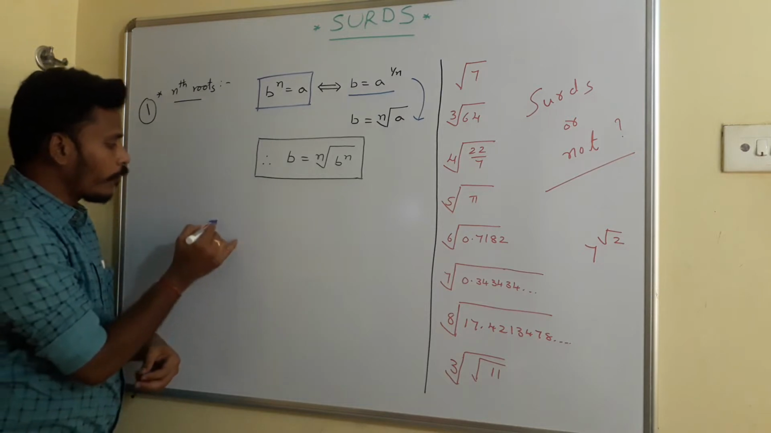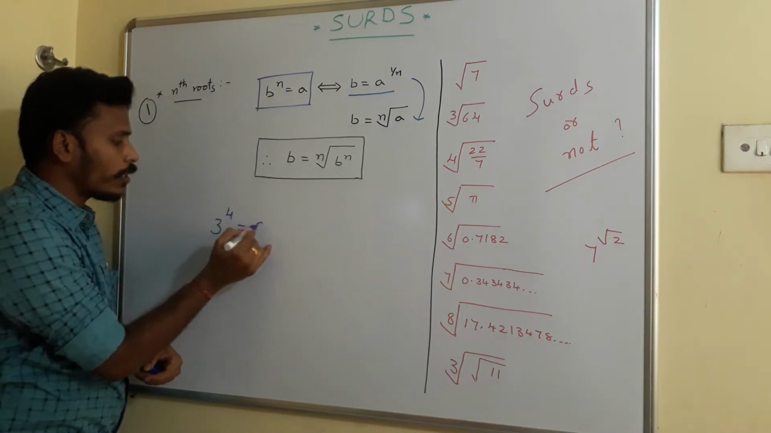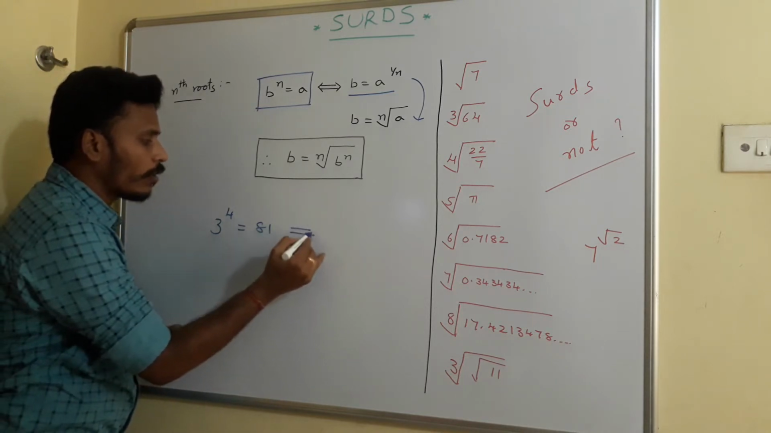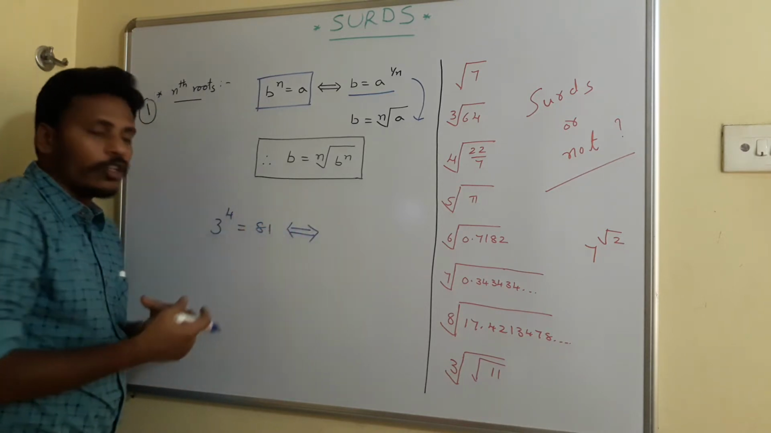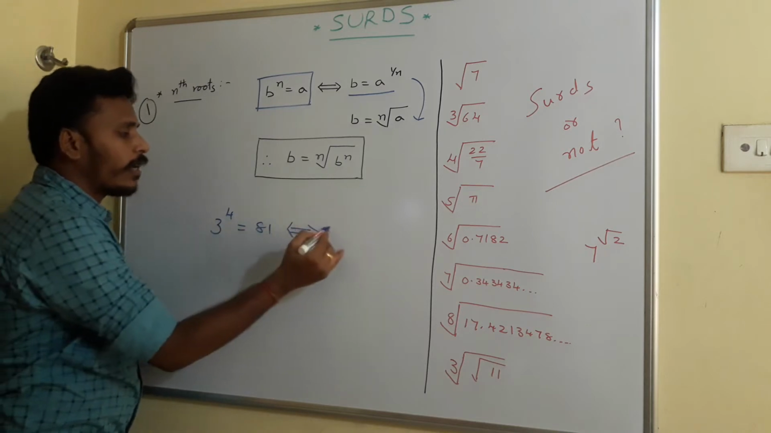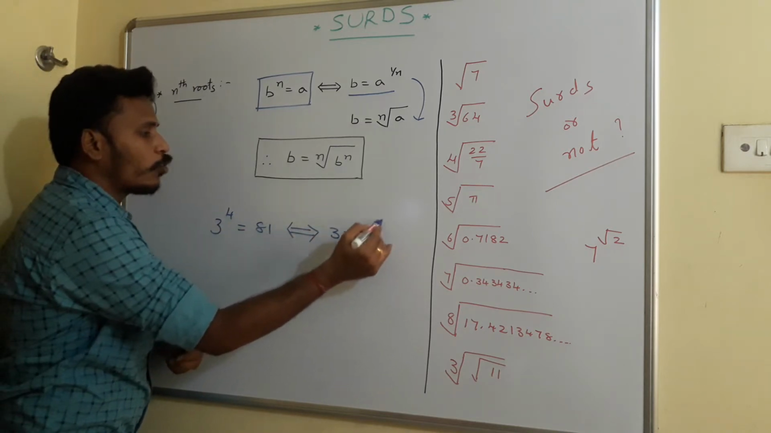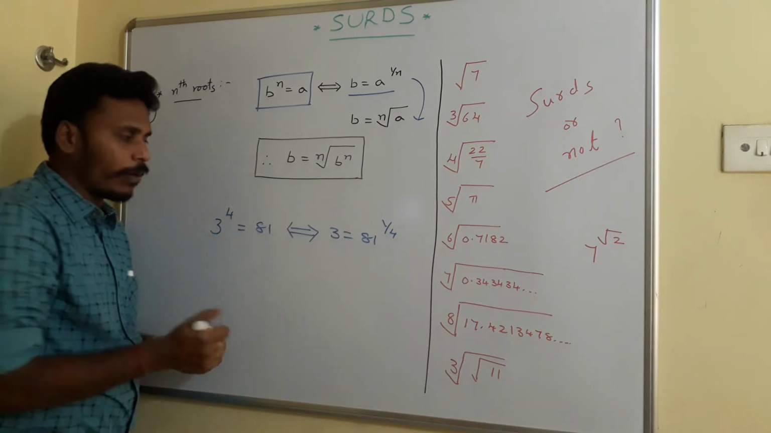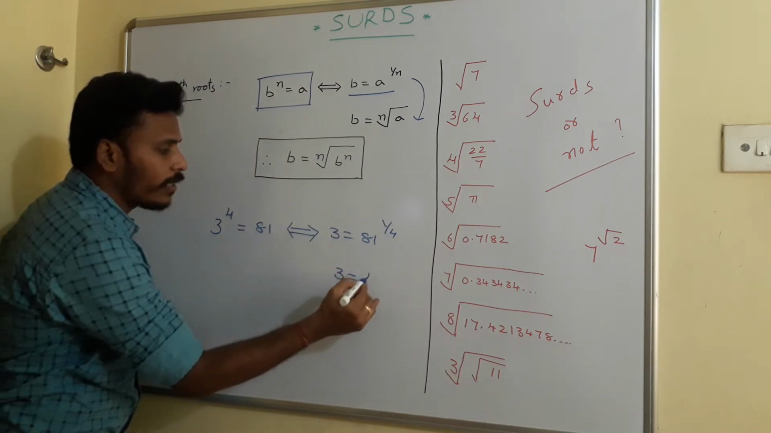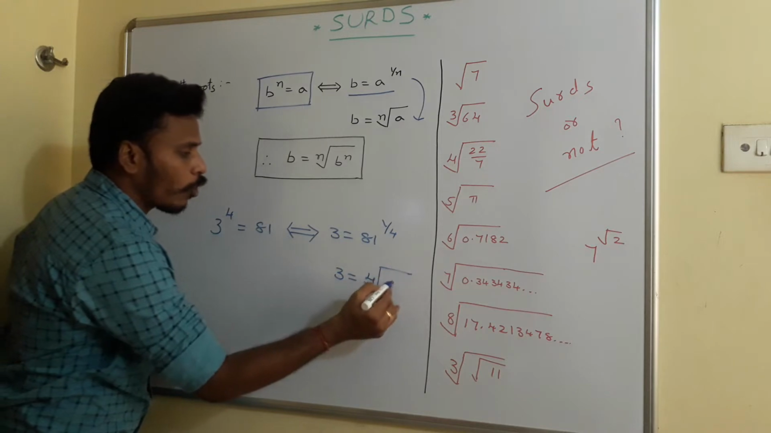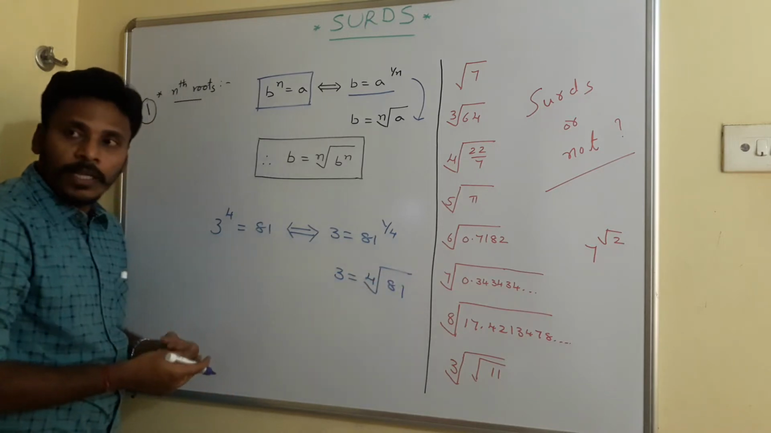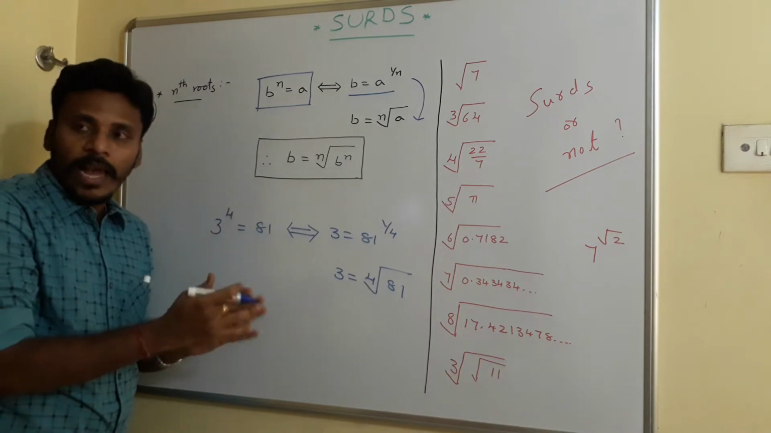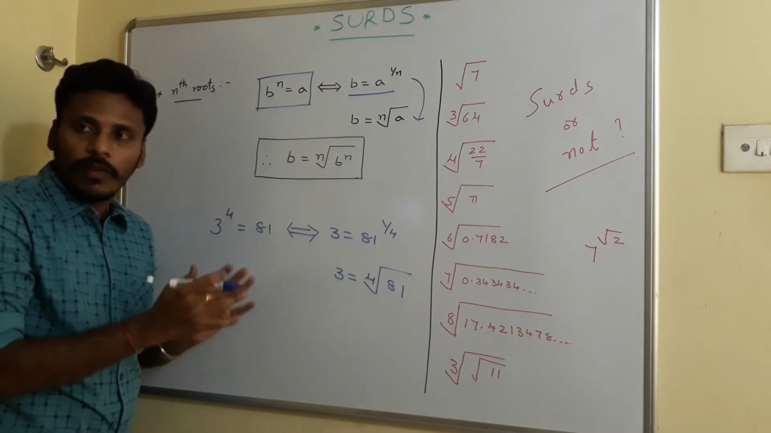As an example, 3 power 4 is equal to 81 is the concept of exponent. If you try to convert it into the form of nth roots, you will write that 3 is equal to 81 to the power 1 by 4. This 4, when coming to the right side, becomes power 1 by 4. So write it like 3 is equal to 4th root of 81. Is it right? So nth roots are nothing but a conversion of exponents, another way of expressing the concept of exponents.